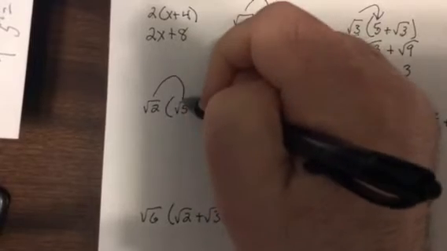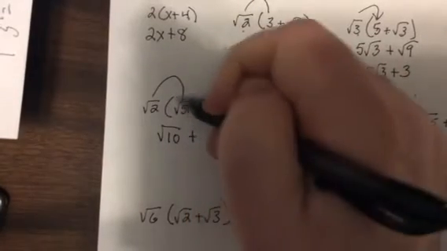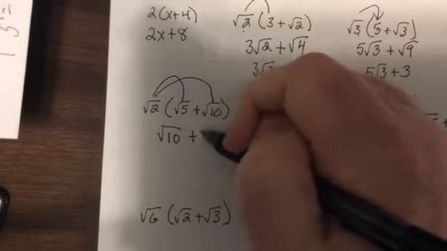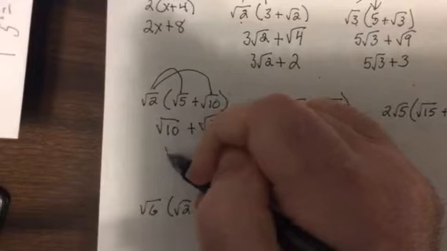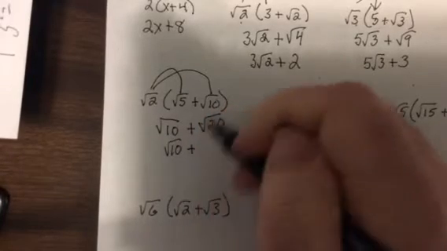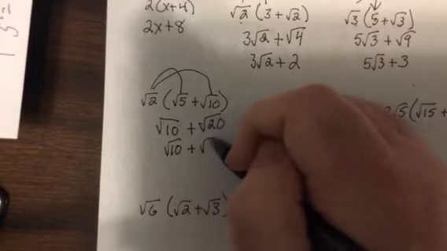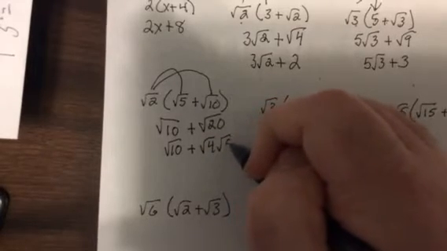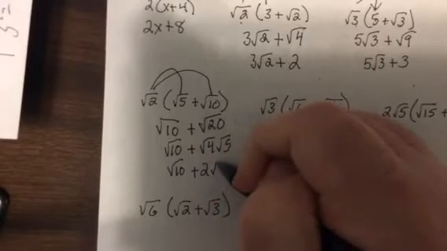So this one, square root of 2 times square root of 5 is square root of 10. Square root of 2 times square root of 10 is square root of 20. Now 10 does not have a perfect square. It's 2 times 5. You need 2 of the same. 20 has 4 times 5, and 4 is a perfect square. So it'd be square root of 10 plus 2 square root of 5.